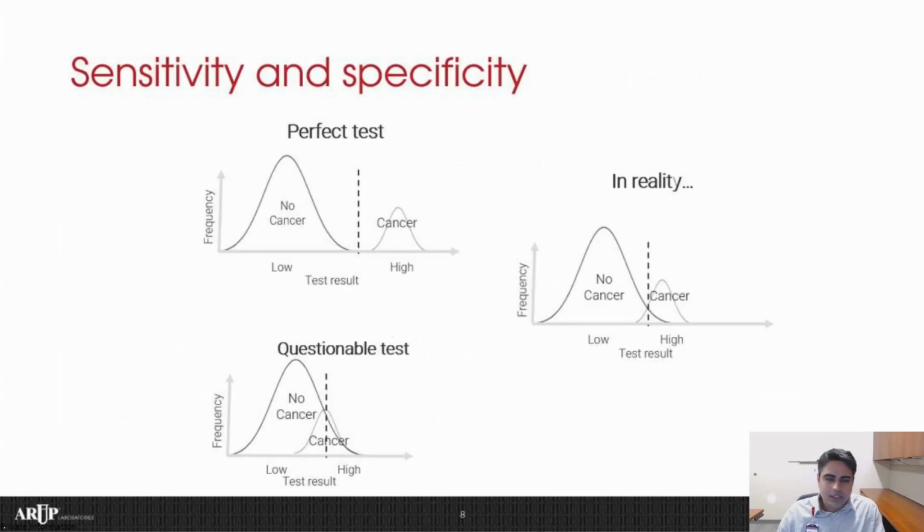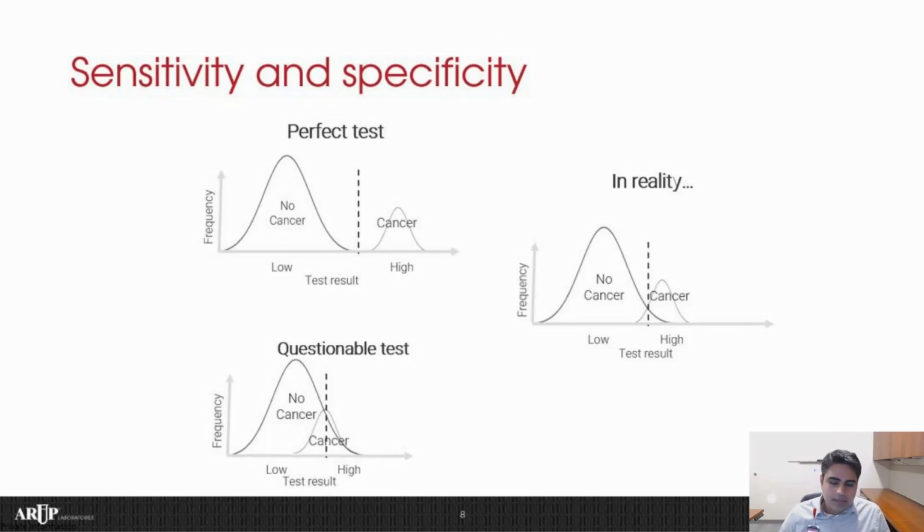Now shown here is a depiction of sensitivity and specificity for tumor markers. As you can see on your top left, it depicts a perfect test and its frequency distribution. As you can appreciate from this depiction, the non-cancerous distribution is very different from the cancerous distribution, and you can establish a very clear cutoff.